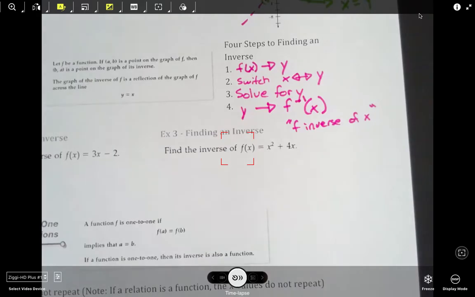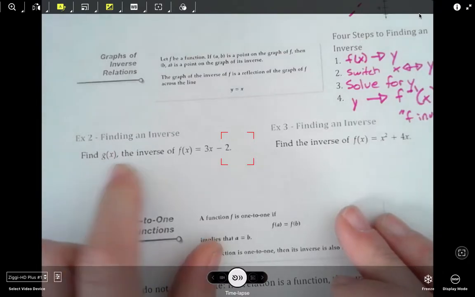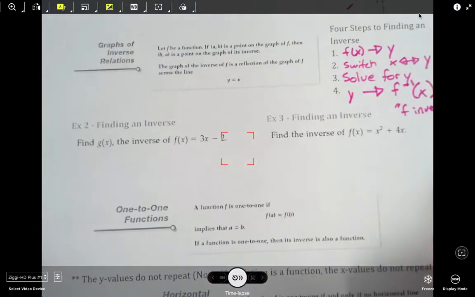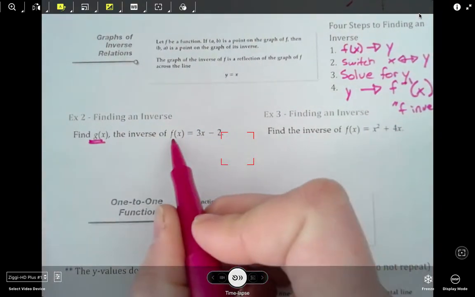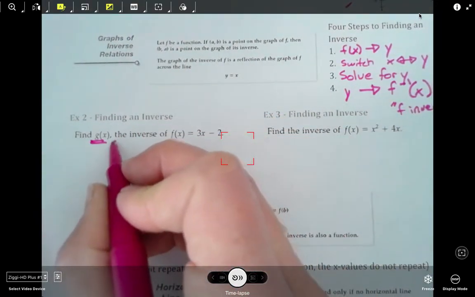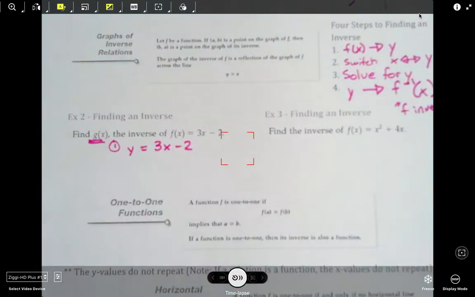All right, moving on. Finding the inverse. So they want us to find g of x, which is the inverse of f of x. Okay? So now we're going to call it something different. We're going to call it g of x instead. But we still start with y equals f of x. Step number 1, change that to a y. Y equals 3x minus 2.